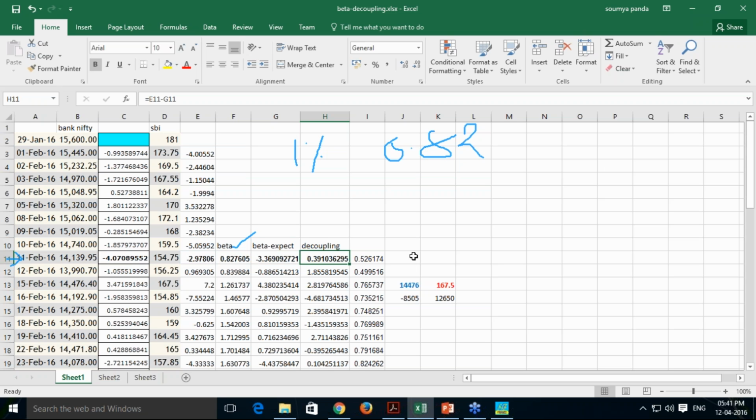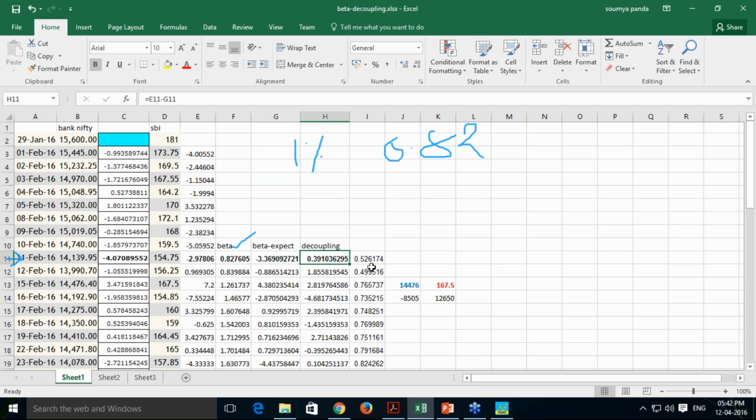So we expected that it should move by 3.36%. However, it has moved by 2.96%. So this is in the actual terms, and this is as per the beta terms. Once this is the beta expectation, 3.36 is the beta expectation, and this is in the actual terms. So the decoupling you are finding is the actual value you have got minus the beta expectation.